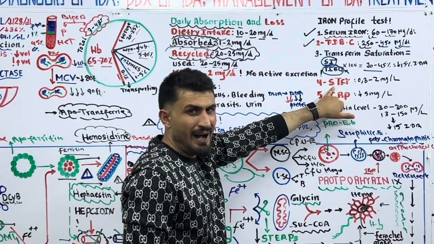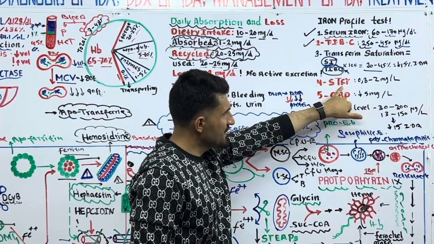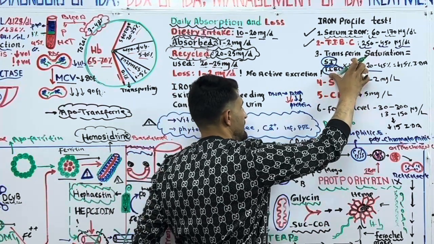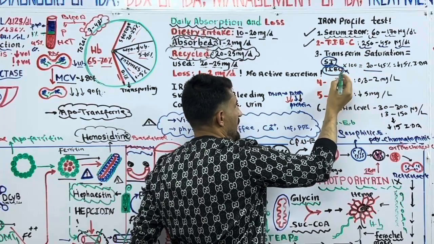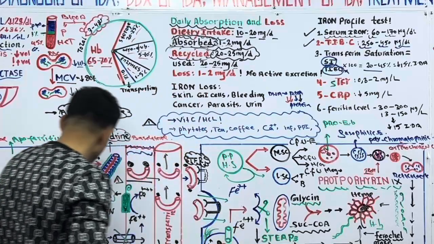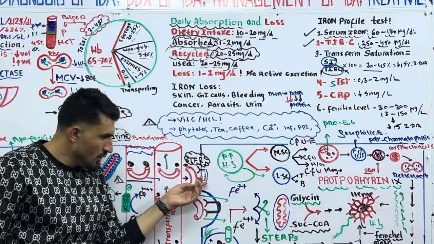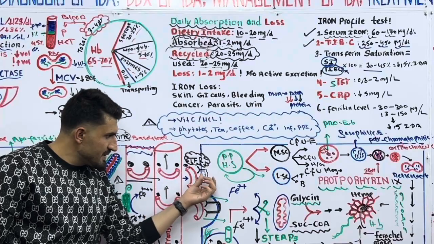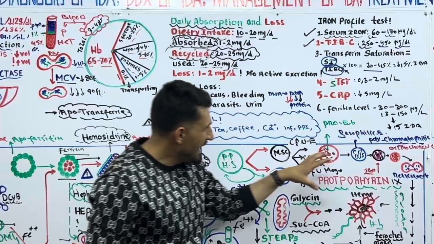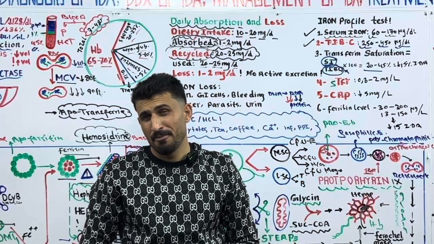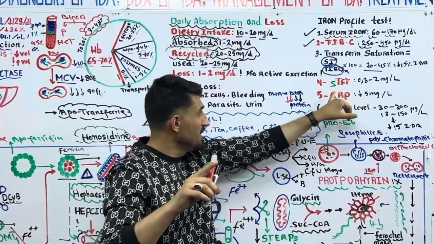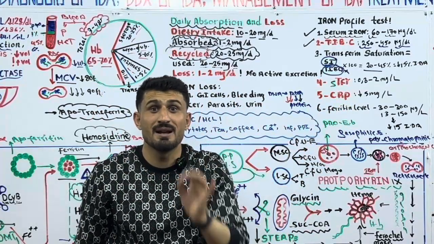Number four is about transferrin receptors, this soluble transferrin receptor, which enters iron into the cytoplasm. Do you know when an RBC is developing, it expresses millions of these transferrin receptors on its cell membrane, millions.